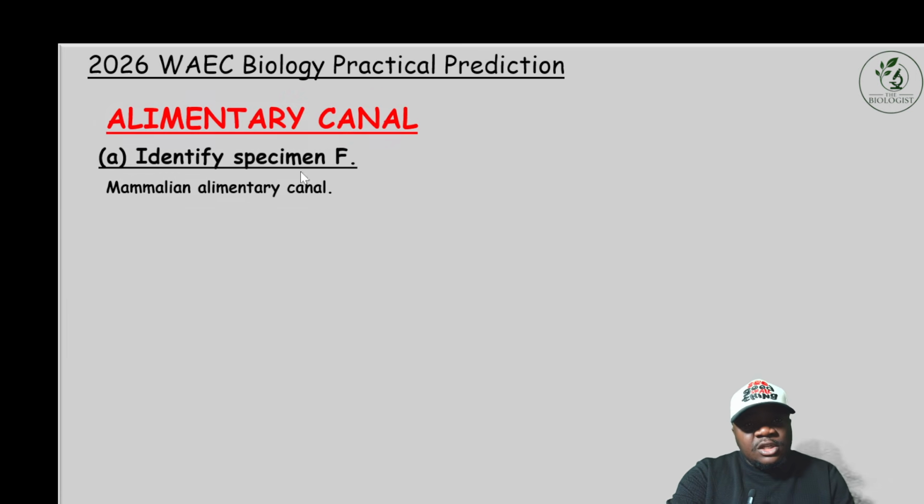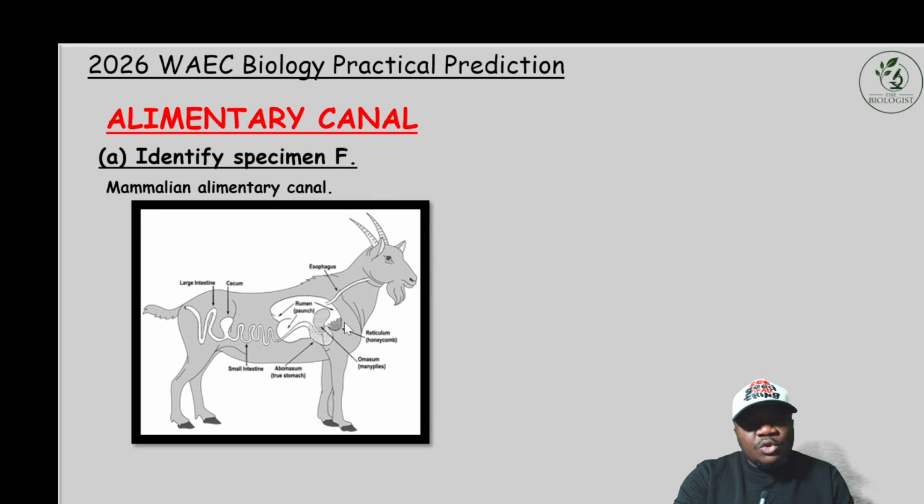Then you have the alimentary canal, which is the long tube that connects your gullet to the stomach and helps in digestion. When you eat food, you swallow it, it passes through that tube and gets to your stomach so that the food can be digested properly. Specimen F is the mammalian alimentary canal. What you need to do here is learn how to draw the diagram. I'm very sure they will ask you to draw it.